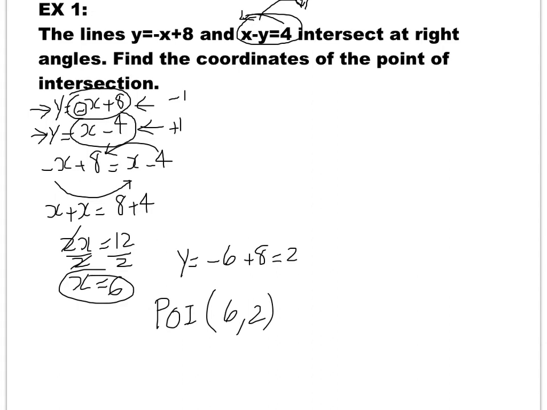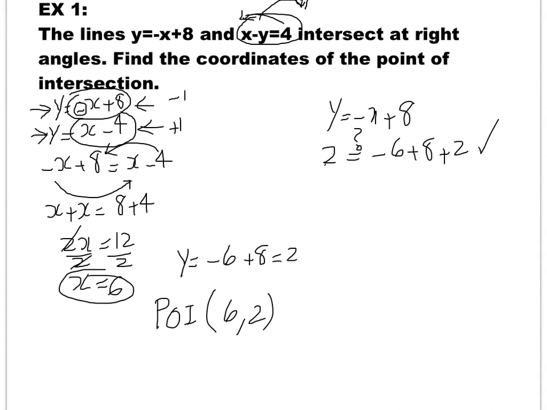Now always remember to check to see if the POI satisfies both equations. The first equation says y is equal to negative x plus 8. Let's put y is equal to 2 and x is 6. If y is 2, so this is 2, this is a question mark, we don't know if they are equal. X is 6, so it's negative 6 plus 8. Negative 6 plus 8 is 2. 2 is equal to 2, so that's correct.